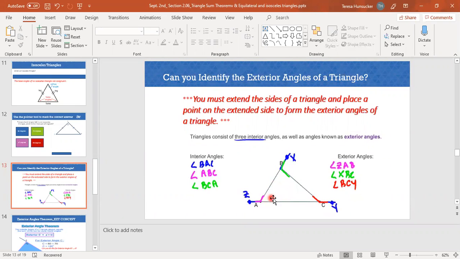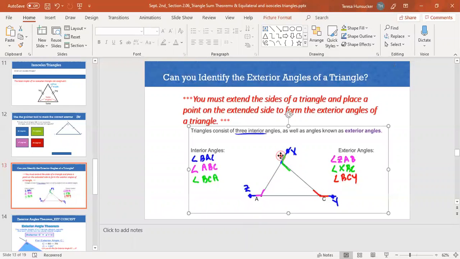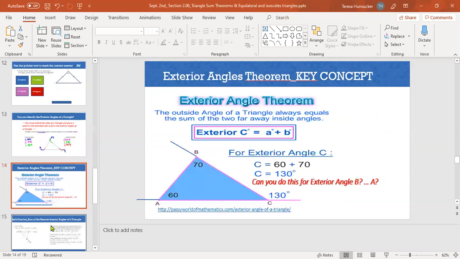Okay, if I extend side AC to the right, put a point on it, the exterior angle is BCY. I have an interior angle and an exterior angle. They're a linear pair. They're supplementary. Same thing, extending AC to the left, put a point on the extension and name it. So angle ZAB is an exterior angle. Remember, the exterior angle A and the interior angle A are a linear pair. They are supplementary. So hopefully you get the idea of how an exterior angle is formed.